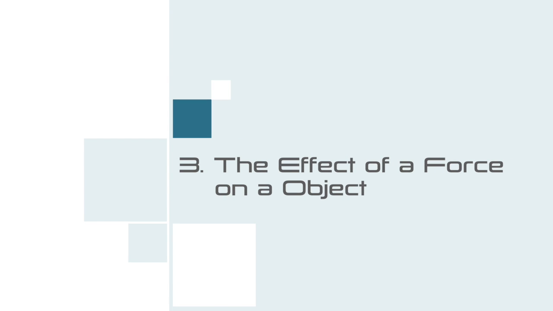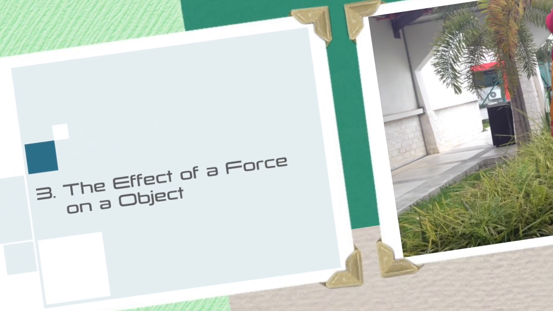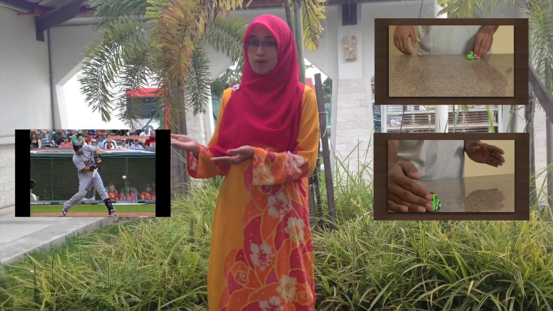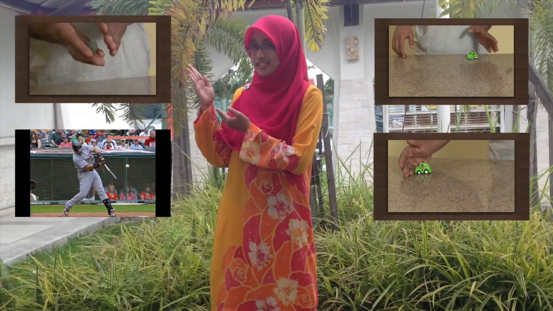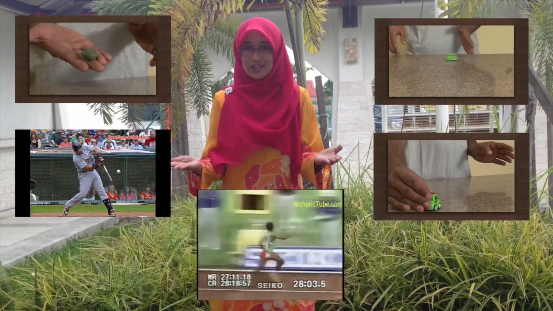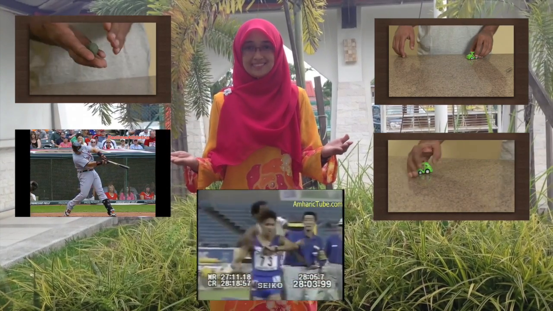The effect of a force on an object. Force can make a stationary object move, stop a moving object, change the direction of an object, change the shape of an object, and speed up or slow down a moving object.